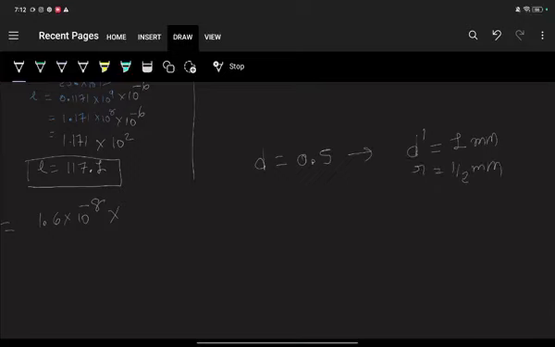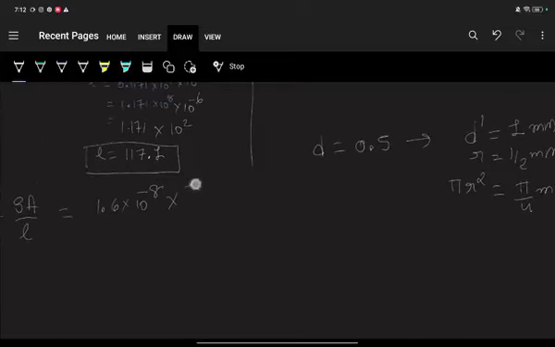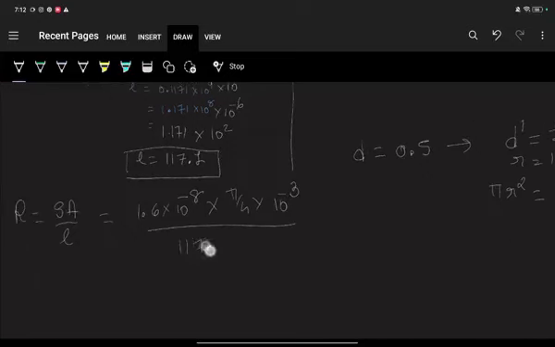So its area will be pi r square, which is simply pi by 4 millimeter. So put this pi by 4 millimeter, 10 raised to minus 3 upon length, is 117.1.